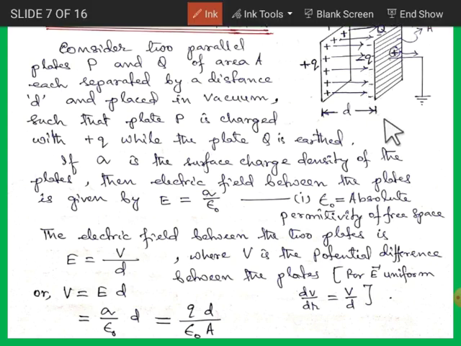Let's see this. Due to the positive charge, let's denote the electric field by E plus. Due to the positive charge, the electric field will be equal to sigma by twice epsilon naught.